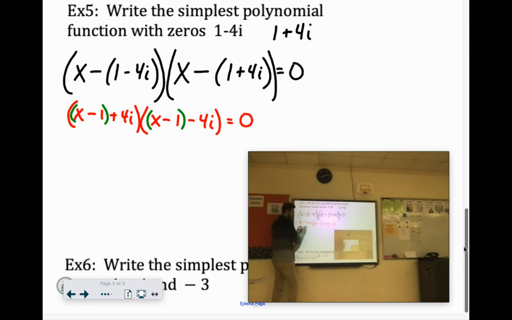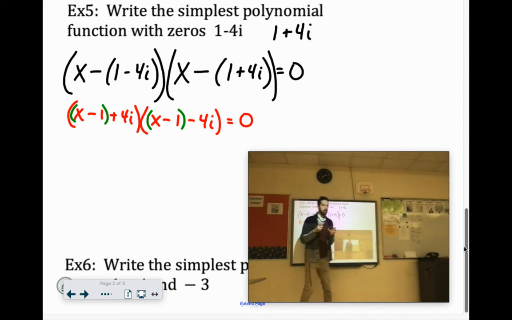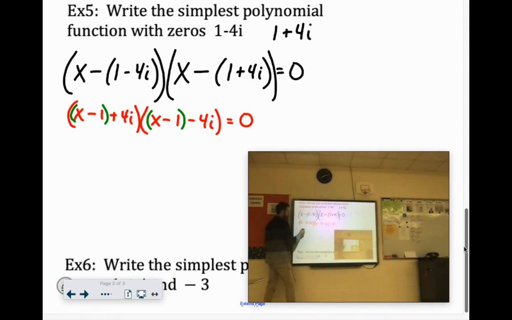So this has x minus 1 plus 4i. This has x minus 1 minus 4i. So it's the same thing, except one has a plus and one has a minus. So we just created a difference of squares here. So you can square the first term, put a minus, and square the last term. 4i times 4i would be 16i squared. Trust me, this will save you a little bit of time.